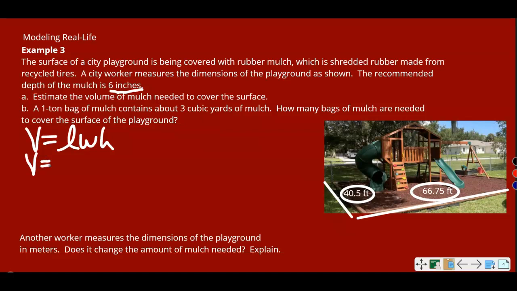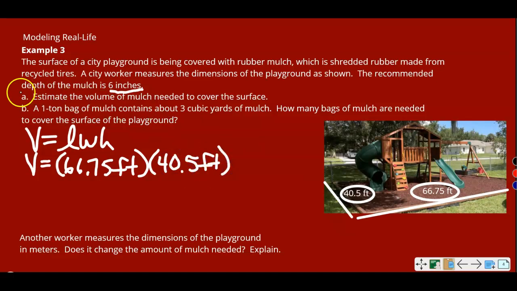So the length is 66.75 feet. The width is 40.5 feet. And the depth says 6 inches. Since both of these measurements are in feet, we need this one to be in feet as well. So you know that 12 inches is 1 foot. So 6 out of 12 is a half a foot.